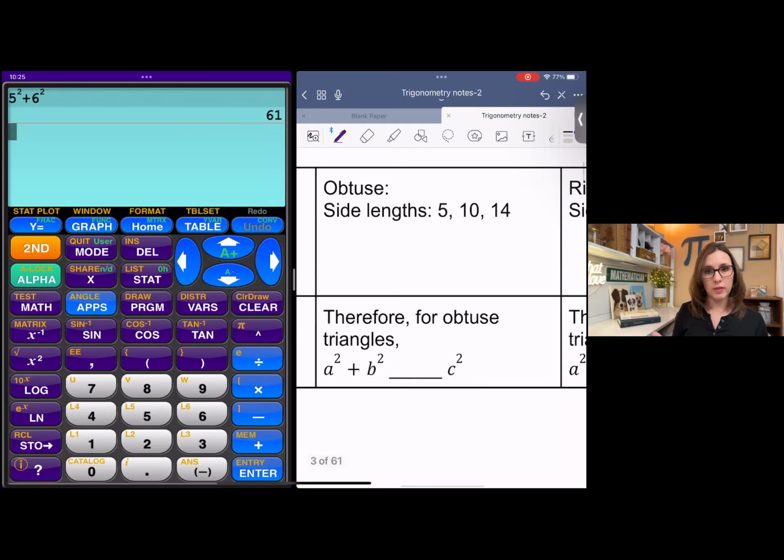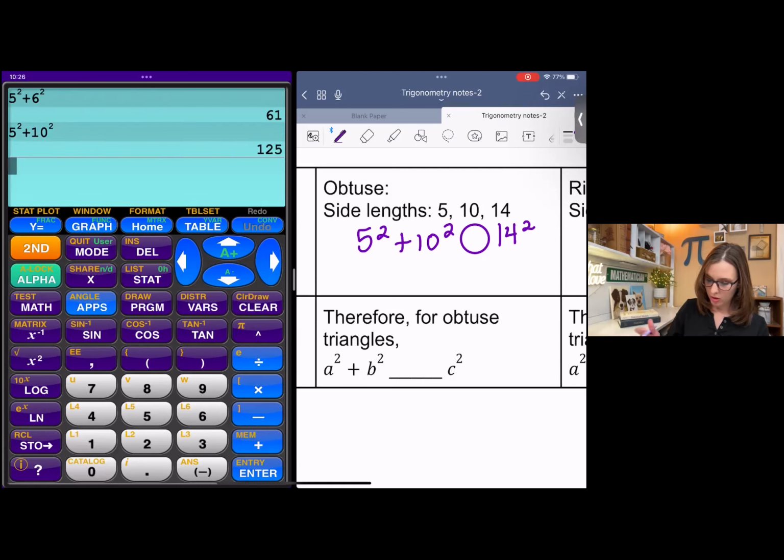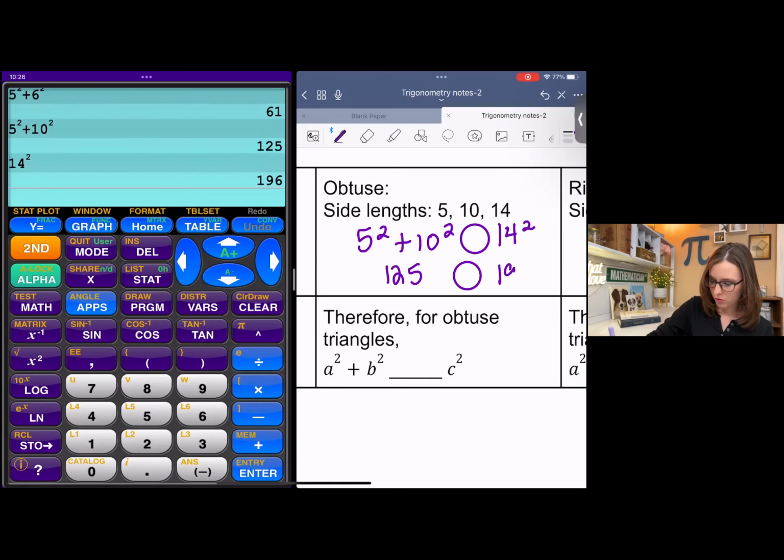Obtuse, these are sides of an obtuse triangle. And you could probably guess the relationship here based on what we just found. But we're going to do 5 squared plus 10 squared and 14 squared, I believe, is 196, but I just want to make sure. Yep. 125 is less than 196. So for obtuse triangles, the relationship is a squared plus b squared is less than c squared.